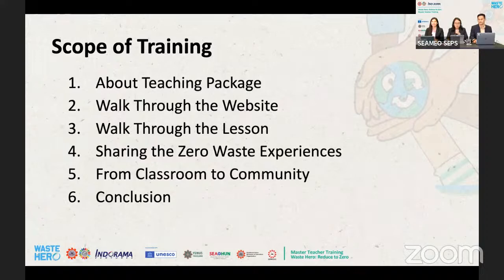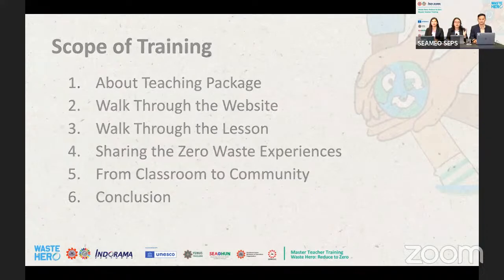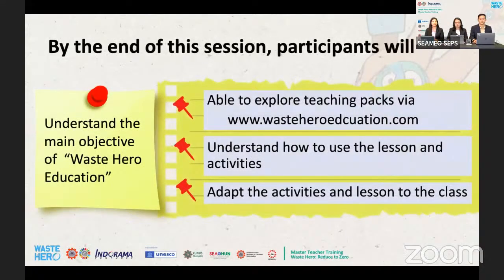By the end of this session, we hope that you will understand the main objective of Vasco Education and be able to use the website. Then you will be able to use, adapt or adjust the lesson for your classroom. Finally, you will get ideas to handle a project with your students, from classroom to community. We will share ideas with you, and maybe we will gain ideas from you too.